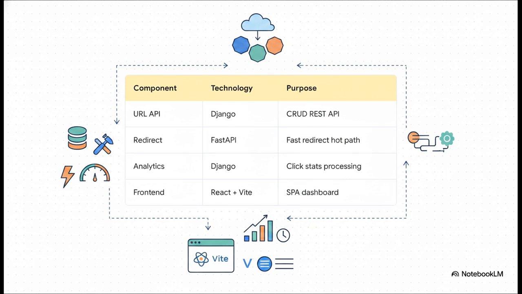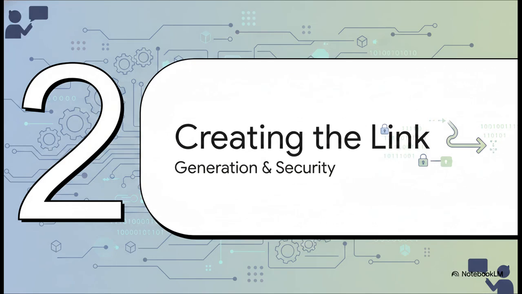Third is the analytics service, also built in Django, which is completely decoupled from the main API, so it can process click events and aggregate stats in the background. And tying the whole shebang together is our front end, a sleek, single-page application built with React, Vite, and Tailwind CSS. Let's move on to section 2 and see how this actually works in practice, starting with the very first step, creating the short link.